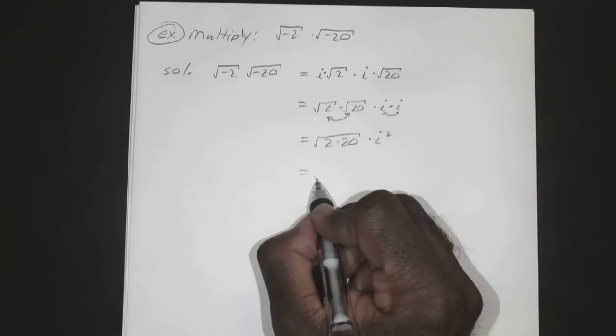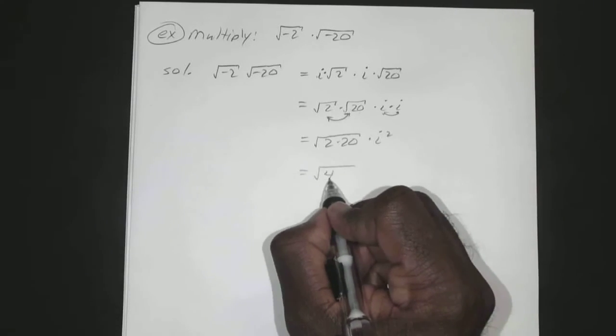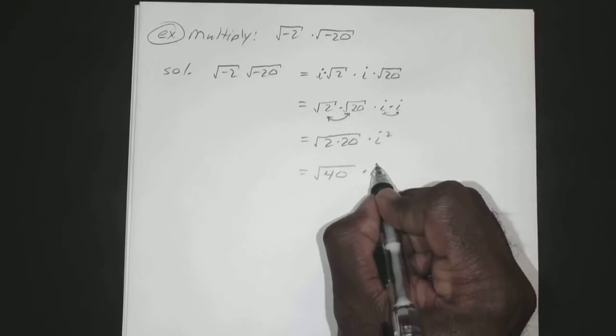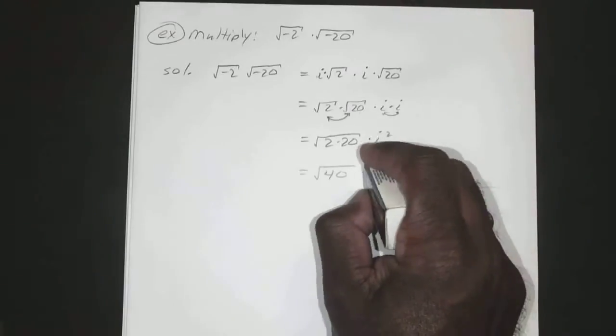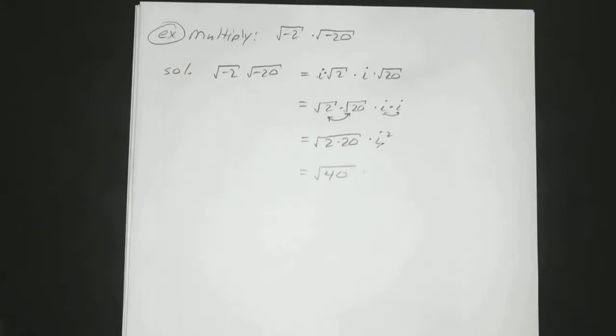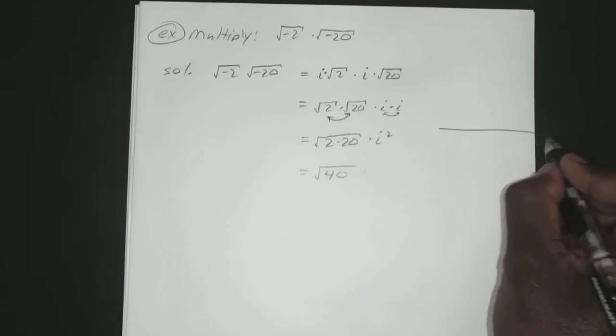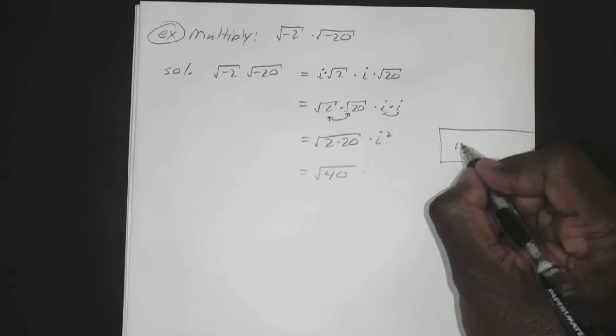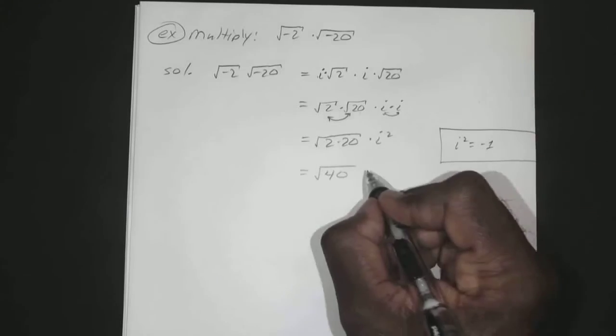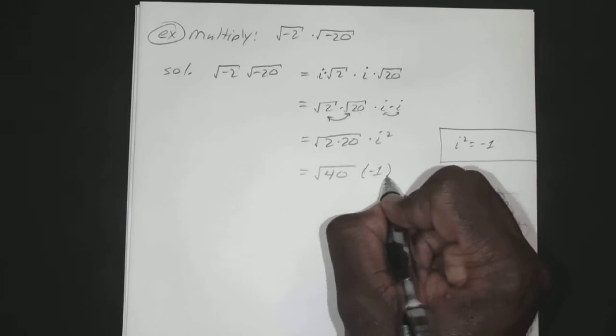Okay, so you have square root of 2 times 20, which is 40, times your i squared, which is negative 1. And remember to put that here. That i squared equals negative 1. That's just times negative 1.